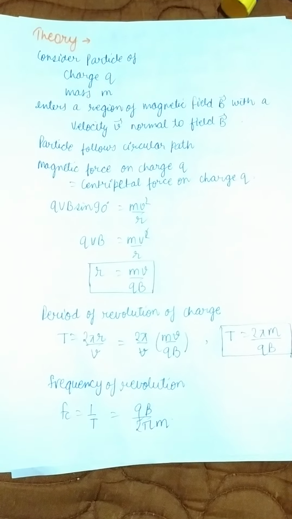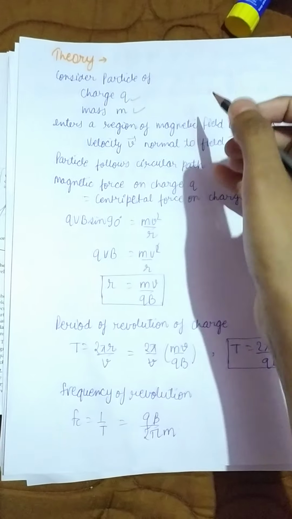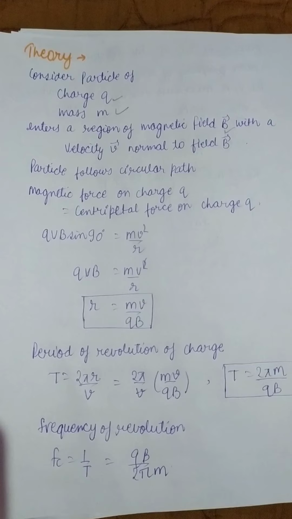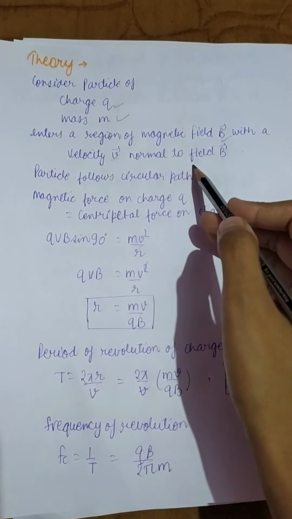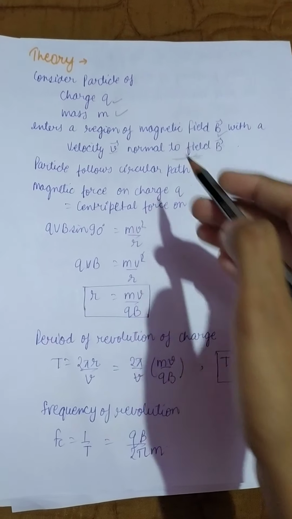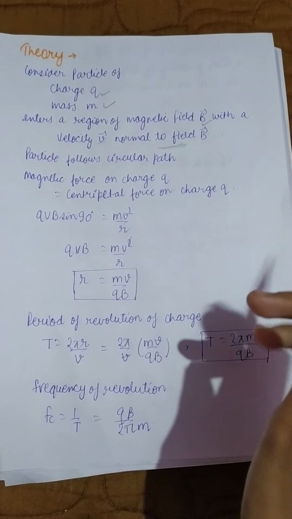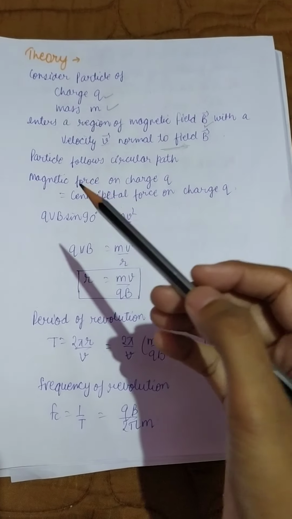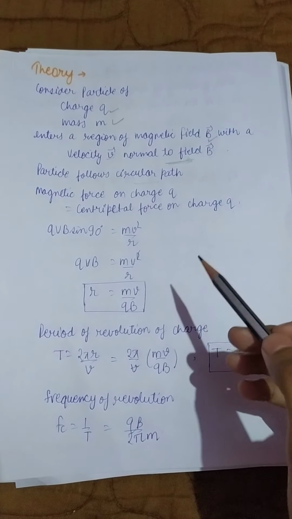Let us consider a particle of charge Q and mass m, and this particle enters a region of magnetic field B. When the particle enters the magnetic field with the velocity v normal to the field, as we already know, it is always normal to the applied magnetic field. So what path does it follow? It follows a circular path.